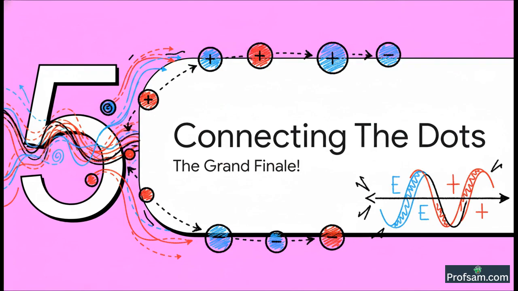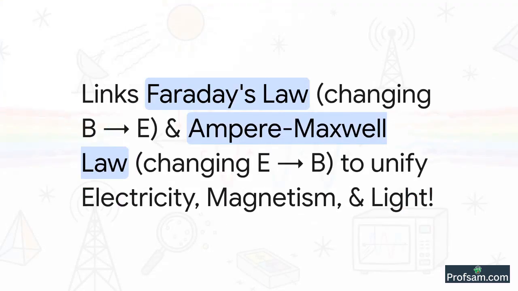So you may be thinking, okay, this is interesting, but why is this chapter so important? Well, because this is like the grand finale. This is where everything you've learned about electricity and magnetism so far finally comes together. It connects all the dots. Just think about it. You've already studied Faraday's law, right? What did it say? That a changing magnetic field creates an electric field. Then you learned the Ampere-Maxwell law, which says that a changing electric field creates a magnetic field. Well, this chapter is where those two big ideas meet.